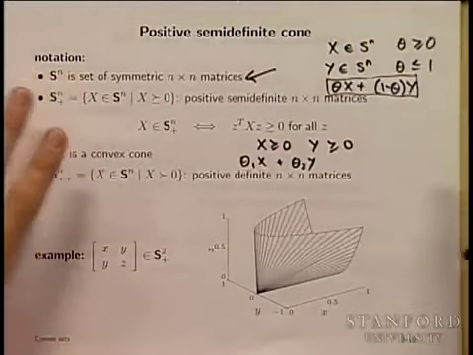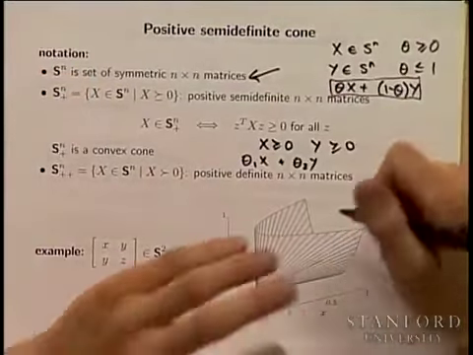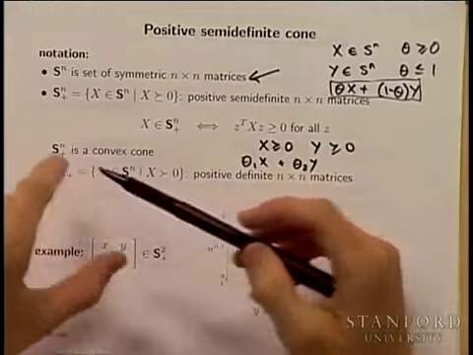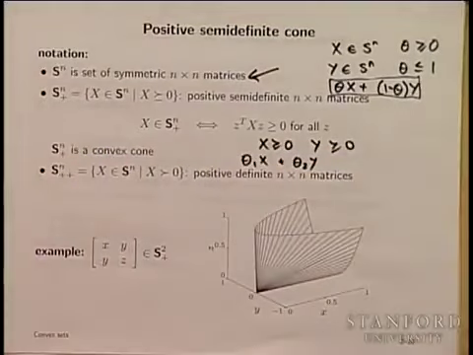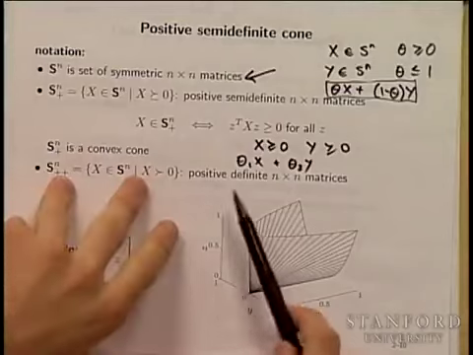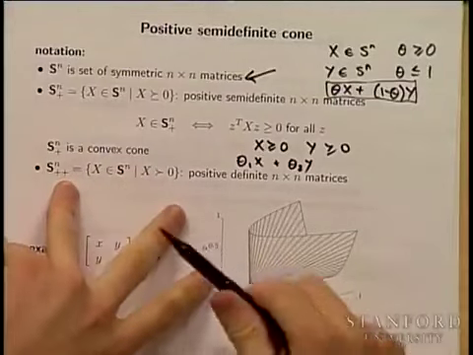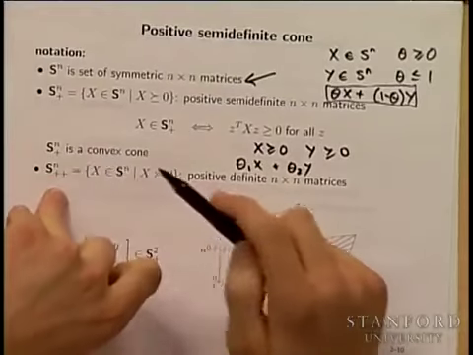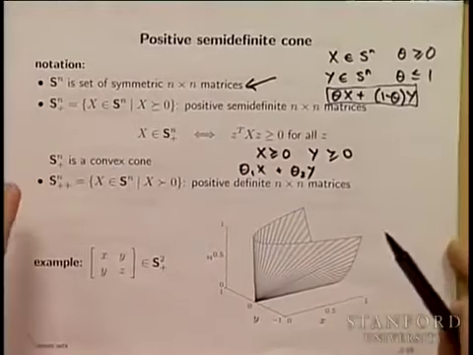So we've just shown that if we take a conic combination of two positive semi-definite matrices, the result is positive semi-definite. This means that S plus to the n is a convex cone, and furthermore, it's also convex, as you'd guess when it says convex cone. We can do a similar thing for positive definite matrices, and here we just add an extra plus to indicate that it's strictly positive definite and not just positive semi-definite.